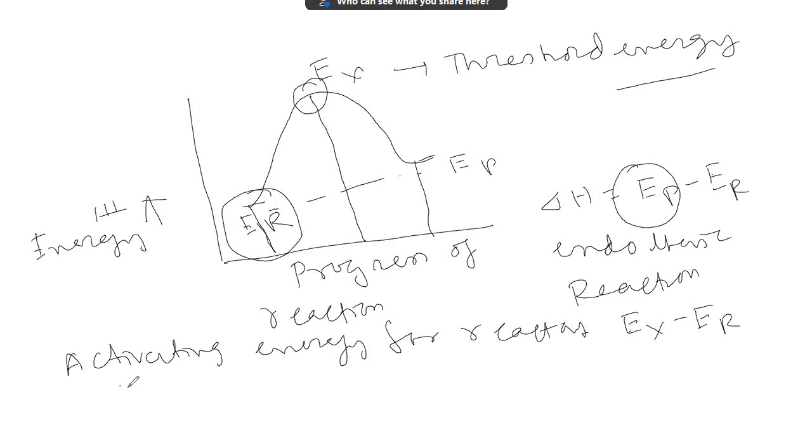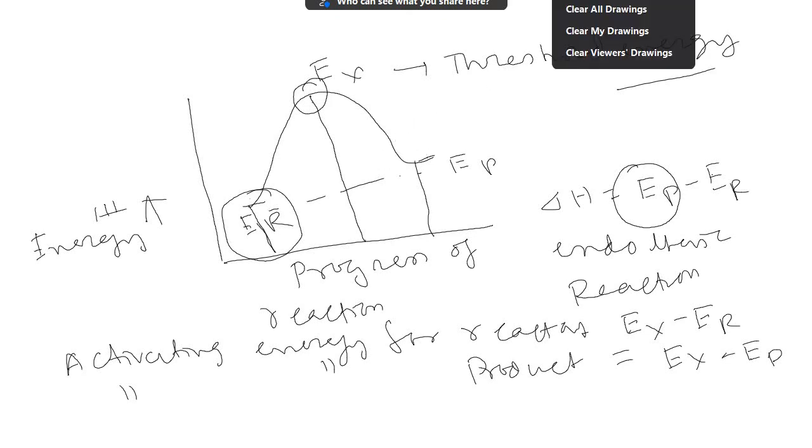So EX minus ER is the excess energy the reactant molecule has to acquire. So the activation energy for the product will be what? For the product it will be EX minus EP. As EX minus ER is greater than EX minus EP, we can say that in this case the reactant is more stable than the product because its energy is less. So the chance of forming product is less.